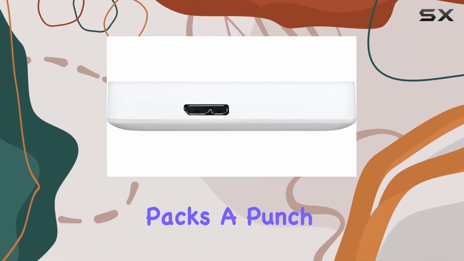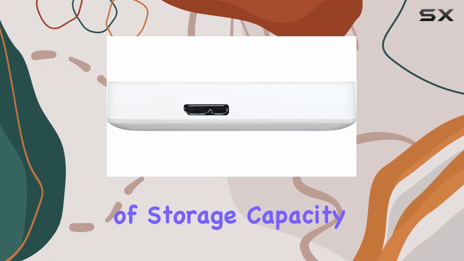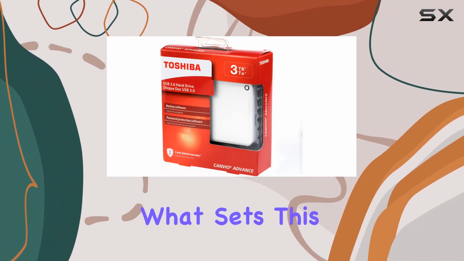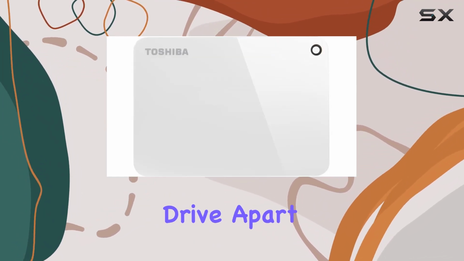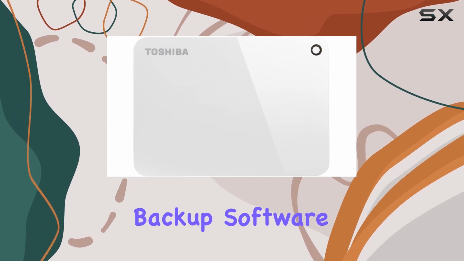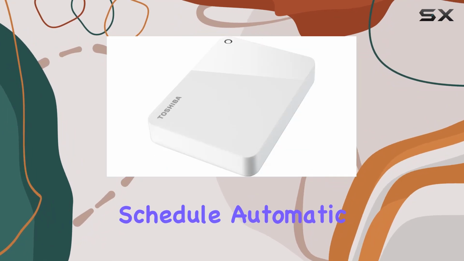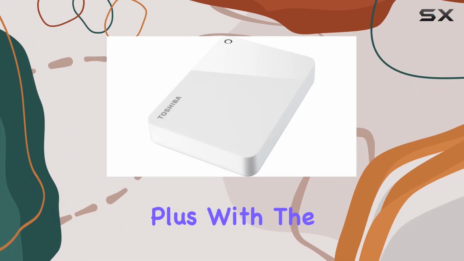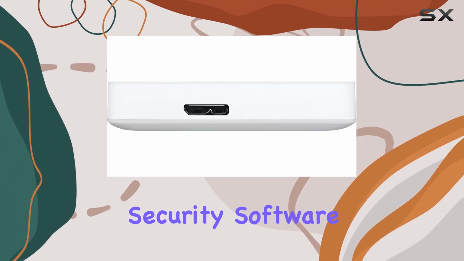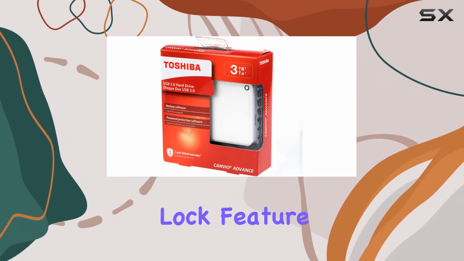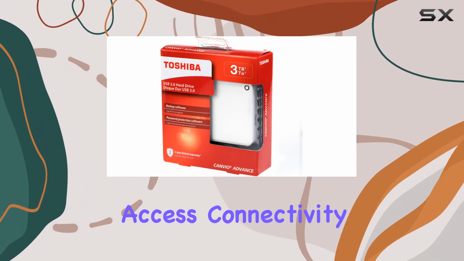This hard drive packs a punch with up to 3TB of storage capacity, ensuring you have ample space for all your growing files and content. What sets this external hard drive apart is its included Toshiba Storage Backup software, which allows you to easily back up your content and schedule automatic backups for peace of mind. Plus, with the Toshiba Storage Security software, you can rest assured knowing that your data is protected with a password lock feature, preventing unauthorized access.